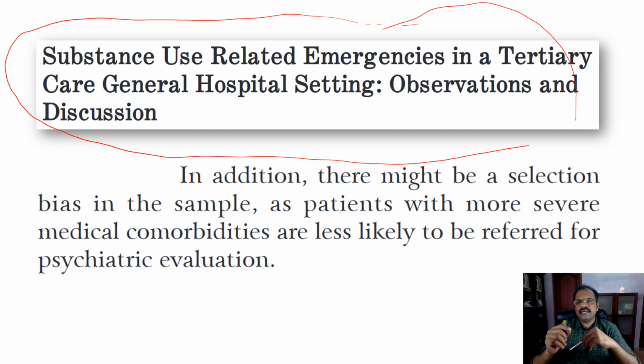But the authors are rightly pointing out that there is a possibility of a selection bias, because patients with more severe medical comorbidities may not have been referred. Like for example, somebody is unconscious, somebody has say severe aspiration pneumonia, and all. In those situations, those people may not have been referred to the psychiatric emergency team who are waiting there.